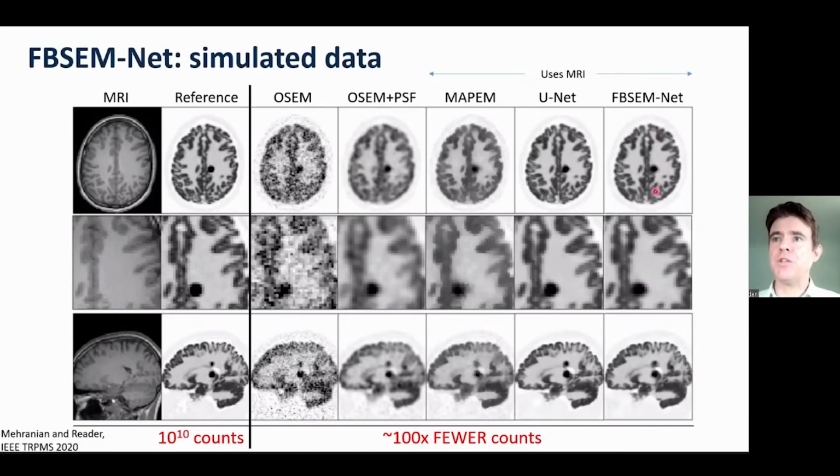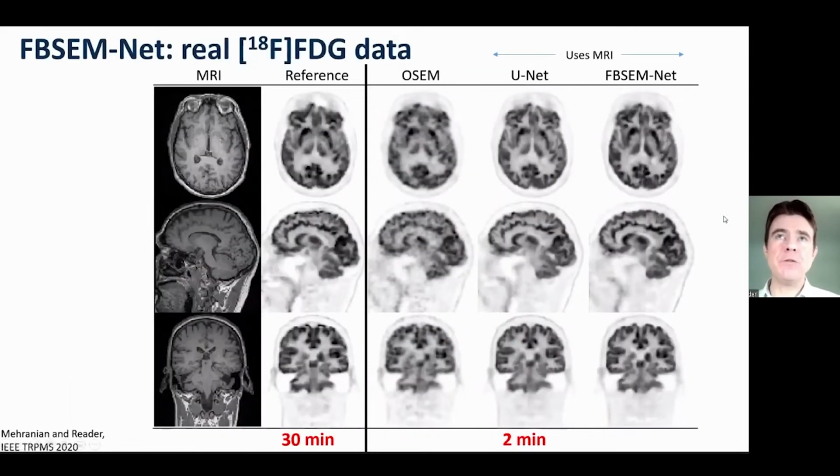This is FBSEM-Net that I've just described to you. And a little bit disturbing here in this case, maybe not the best way of selling the method, just showing here a conventional UNet that's being trained up, and it's actually doing a very good job here as well as FBSEM-Net. For real FDG data, this is from the MMR scanner.